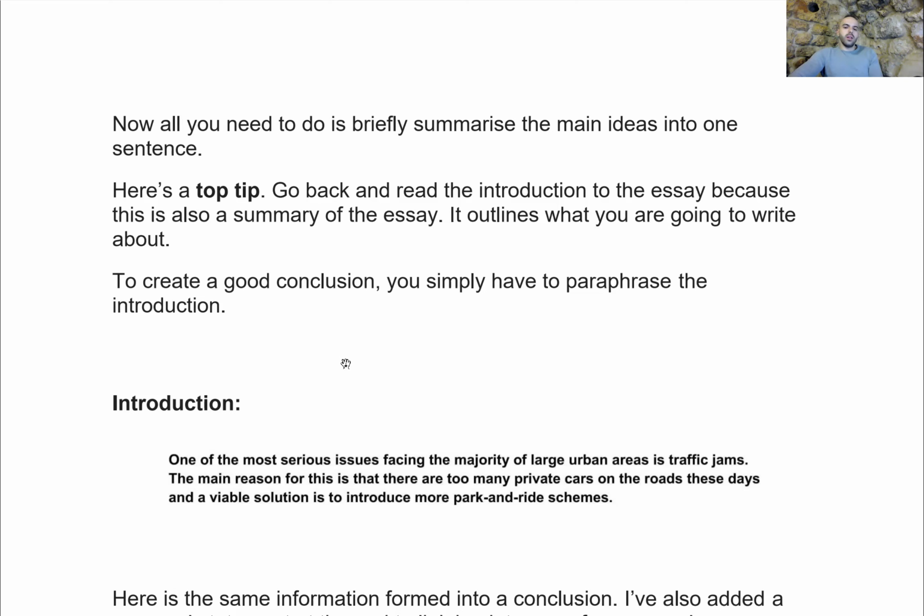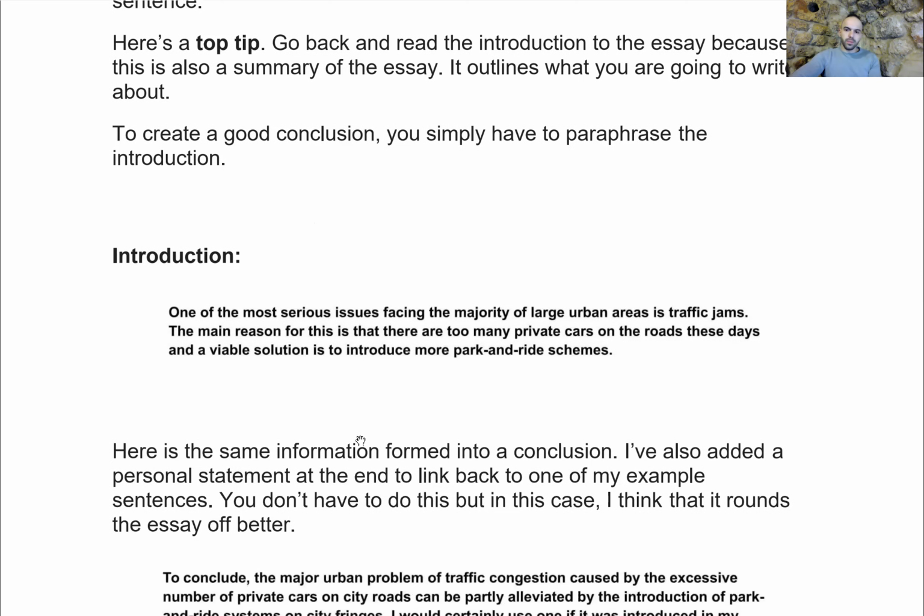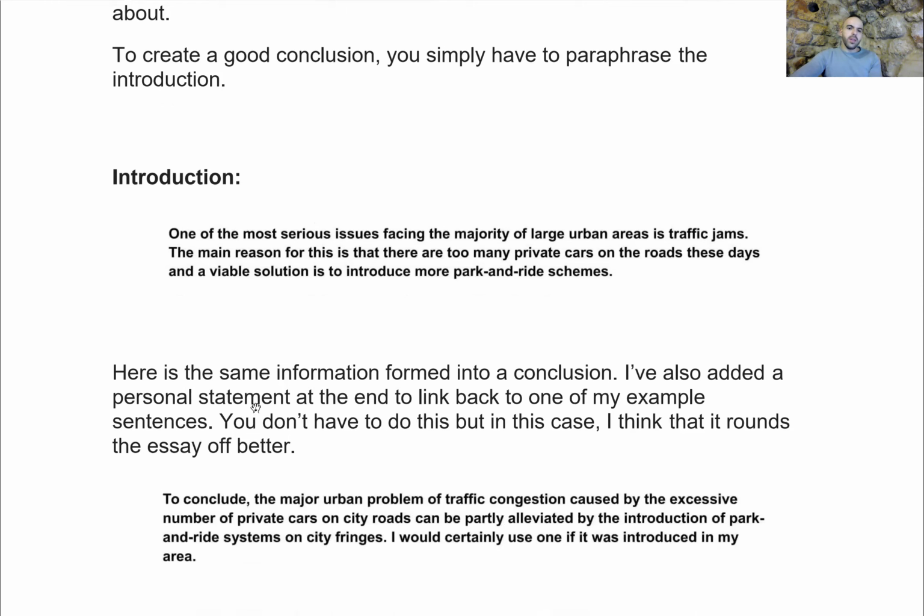So that's the introduction, if you remember the introduction. Here is the same information formed into a conclusion. I've also added a personal statement at the end to link back to one of my example sentences. You don't have to do this, but in this case, I think that it rounds the essay off better. It rounds off. Rounds off means finish, okay?